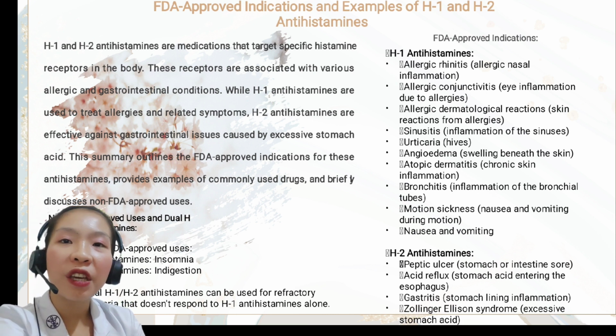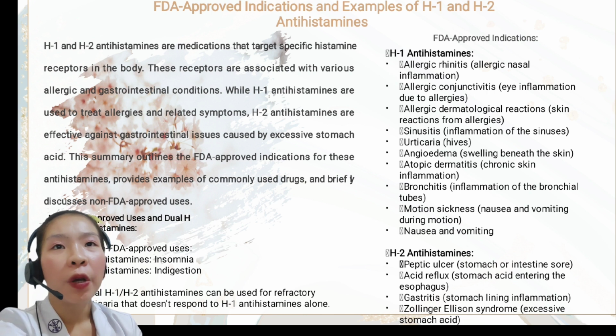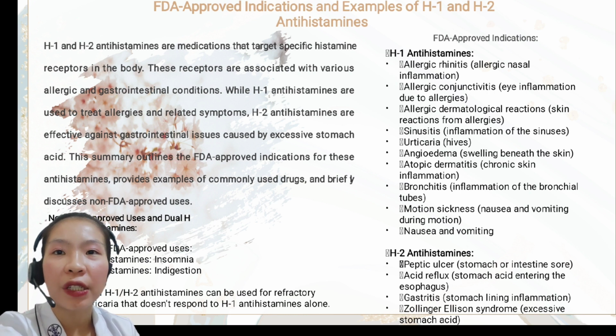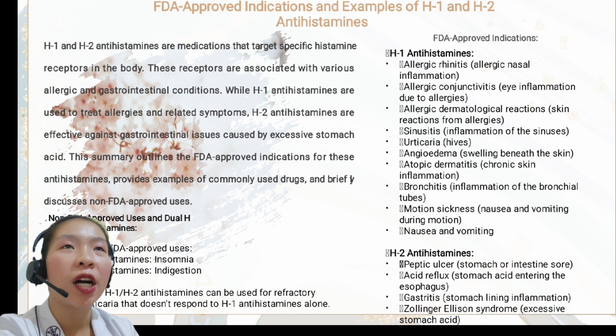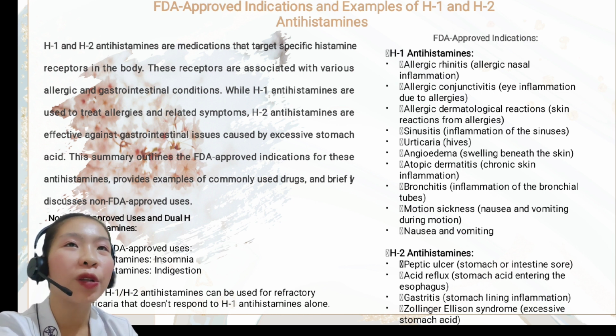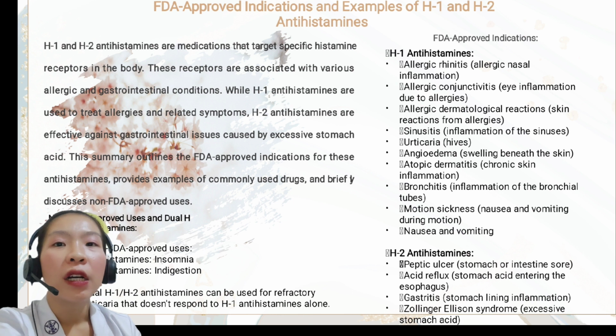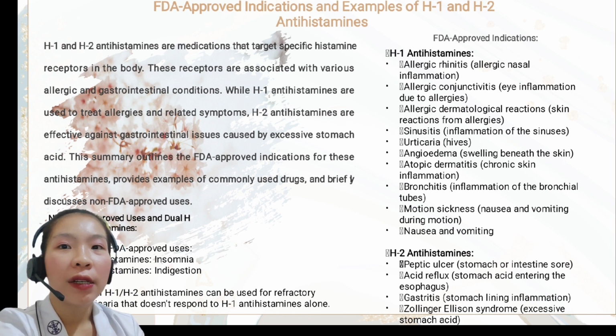And now let's move on to our non-FDA approved uses and dual H1 H2 antihistamines. So here, non-FDA approved uses with the following. H1 is for insomnia, people who can't sleep, with the same pattern every day. So probably they would stay up late at night, just like me. I do believe that I have insomnia, though I don't know whether it is mild or chronic or acute. And the second one, we have the H2 antihistamines, or the H2 receptor. This is for indigestion.